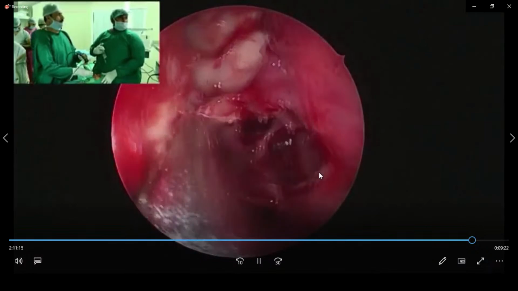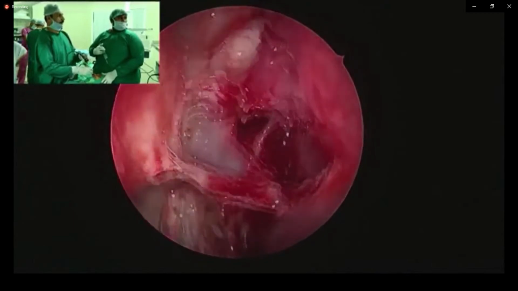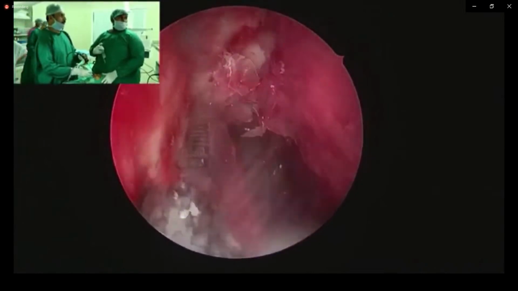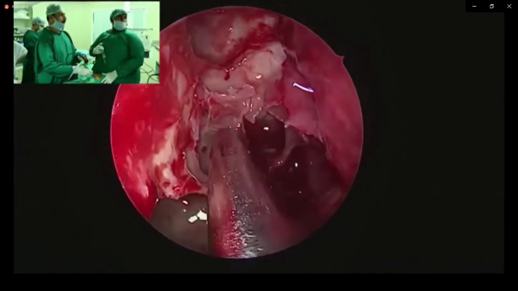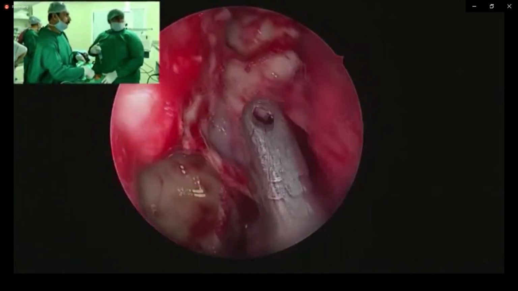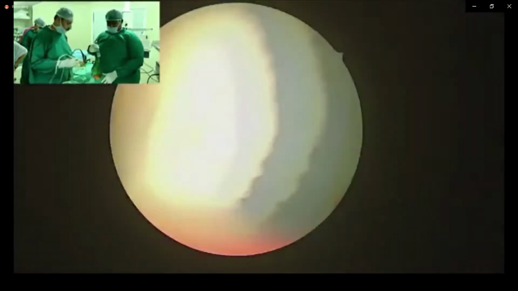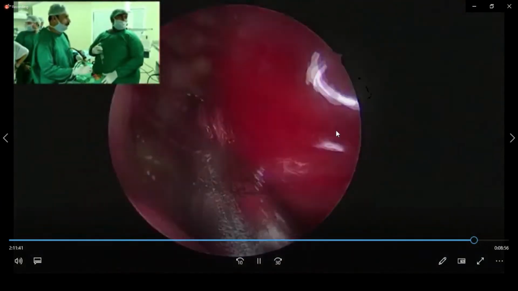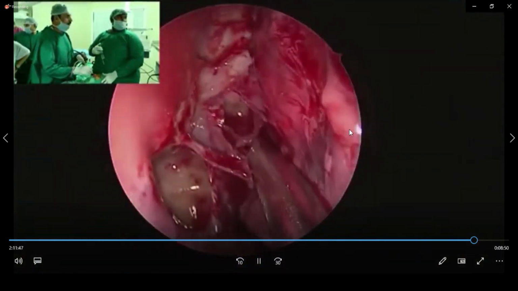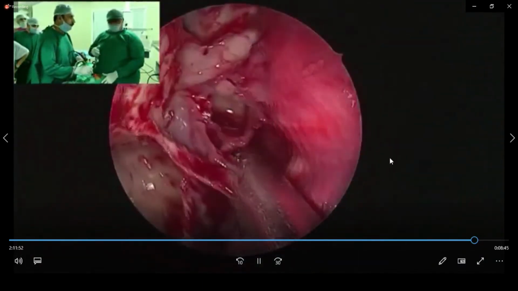Staying anterior to the ostium, you will never encounter the optic nerve or carotid artery in any given extreme abnormal situation. The optic nerve and carotid artery cannot come anterior to the sphenoid ostium. You can quickly remove these posterior cells completely, staying anterior to the sphenoid sinus ostium. That is the safest point to prevent accidental entry or disorientation in the sphenoid sinus.